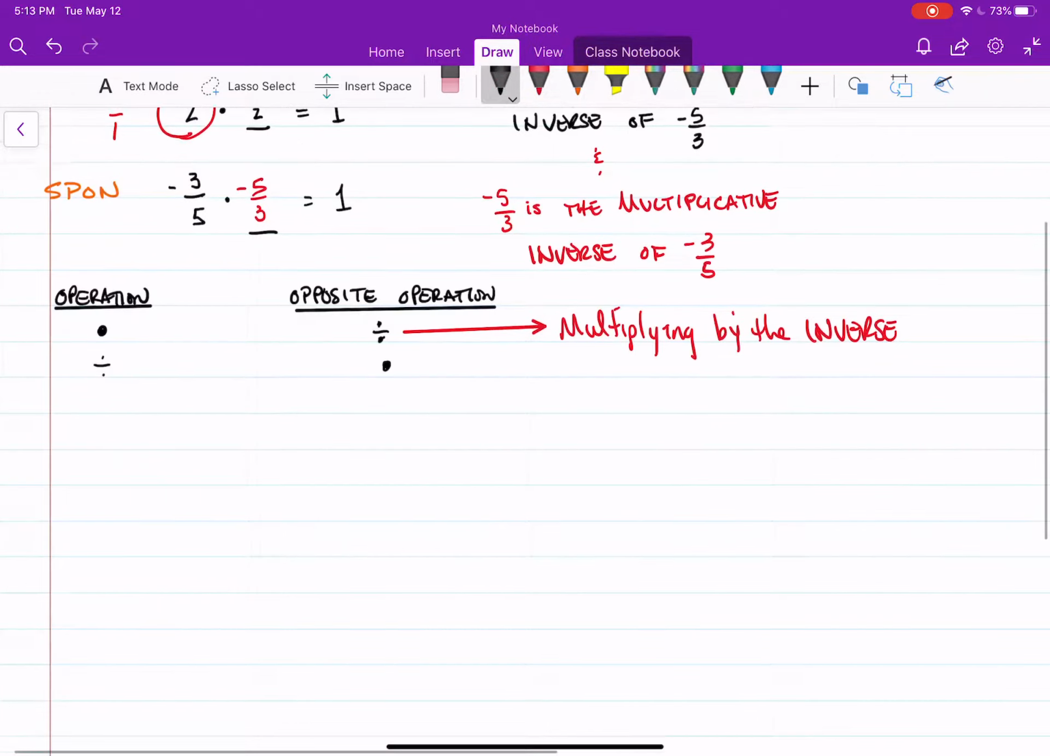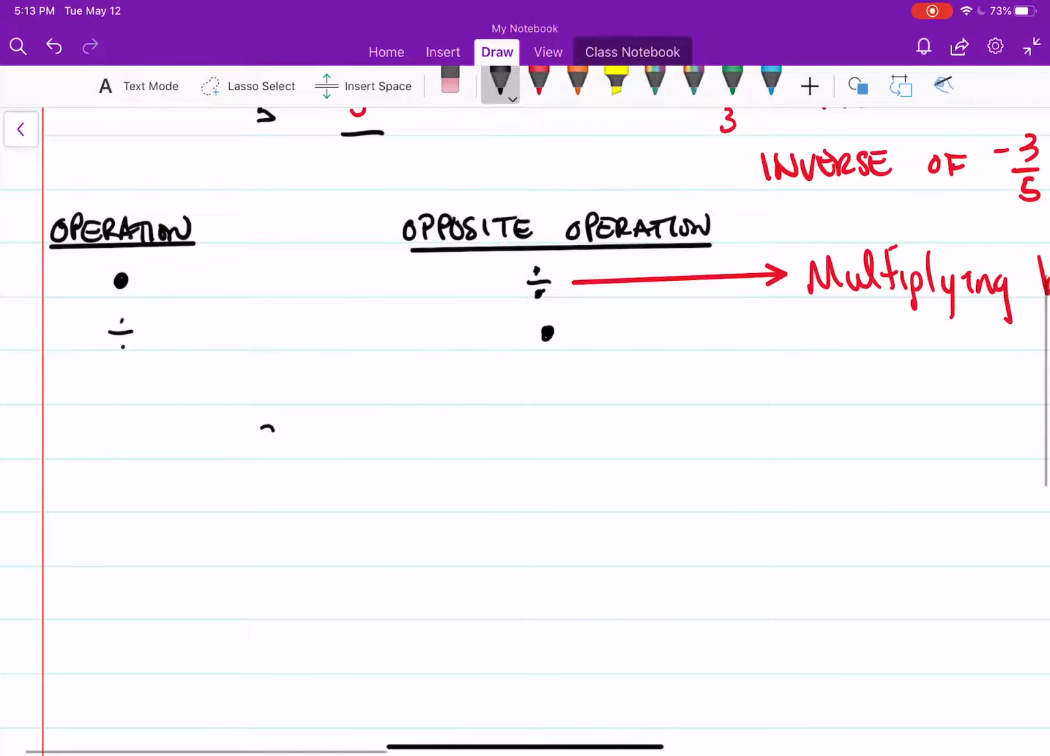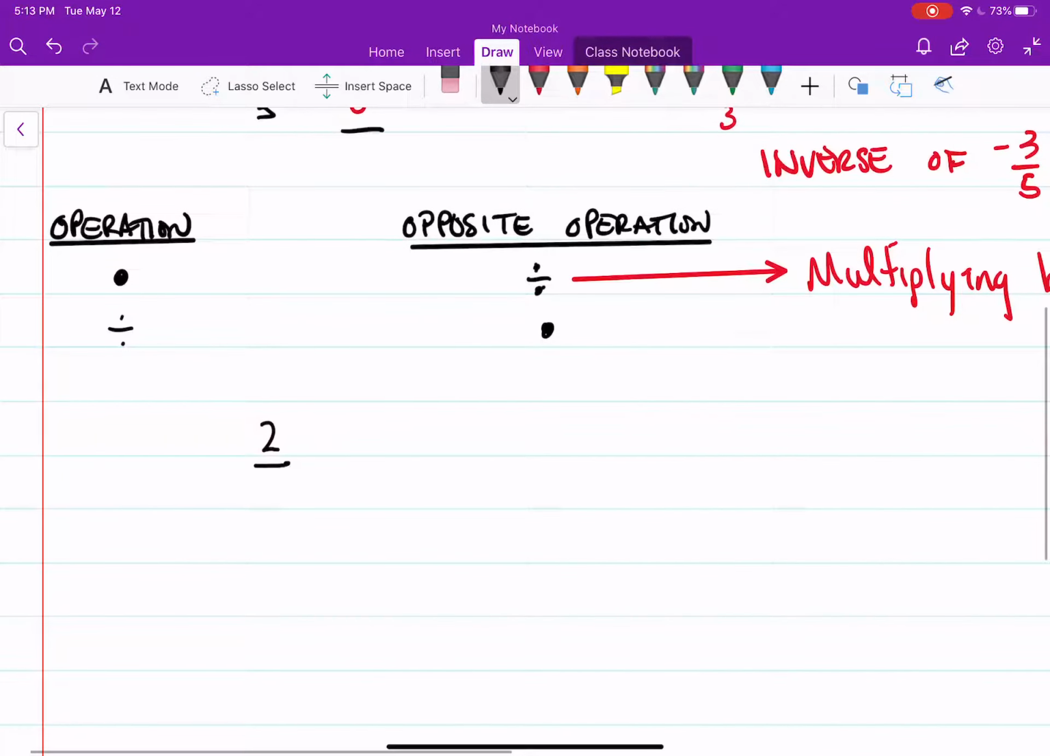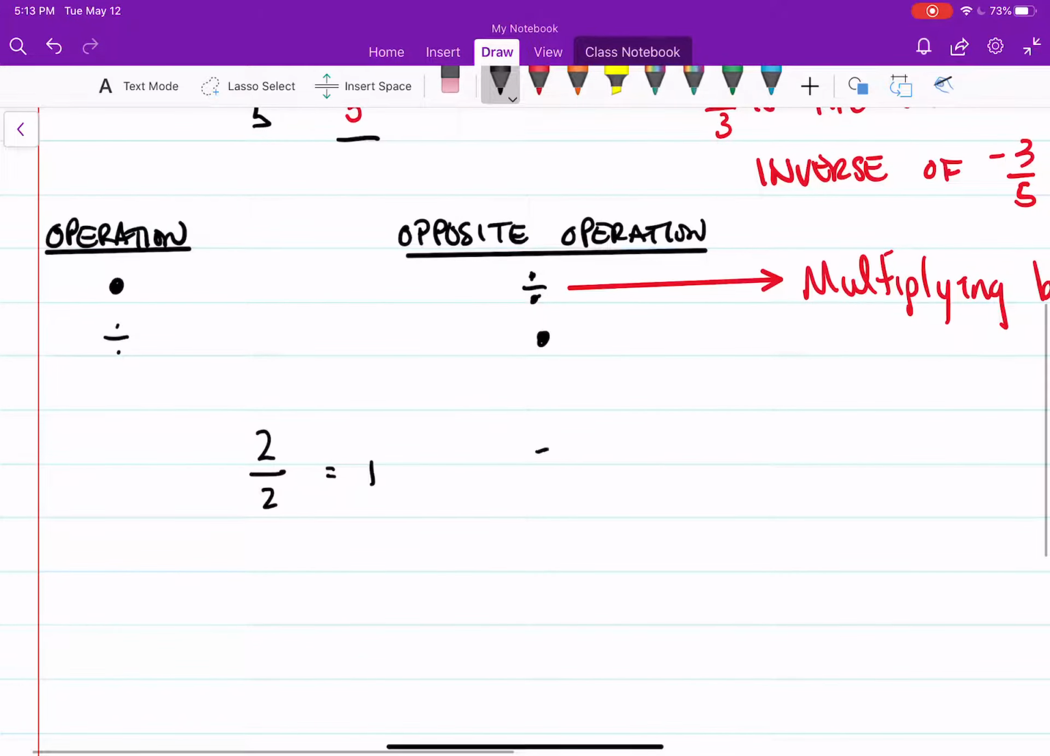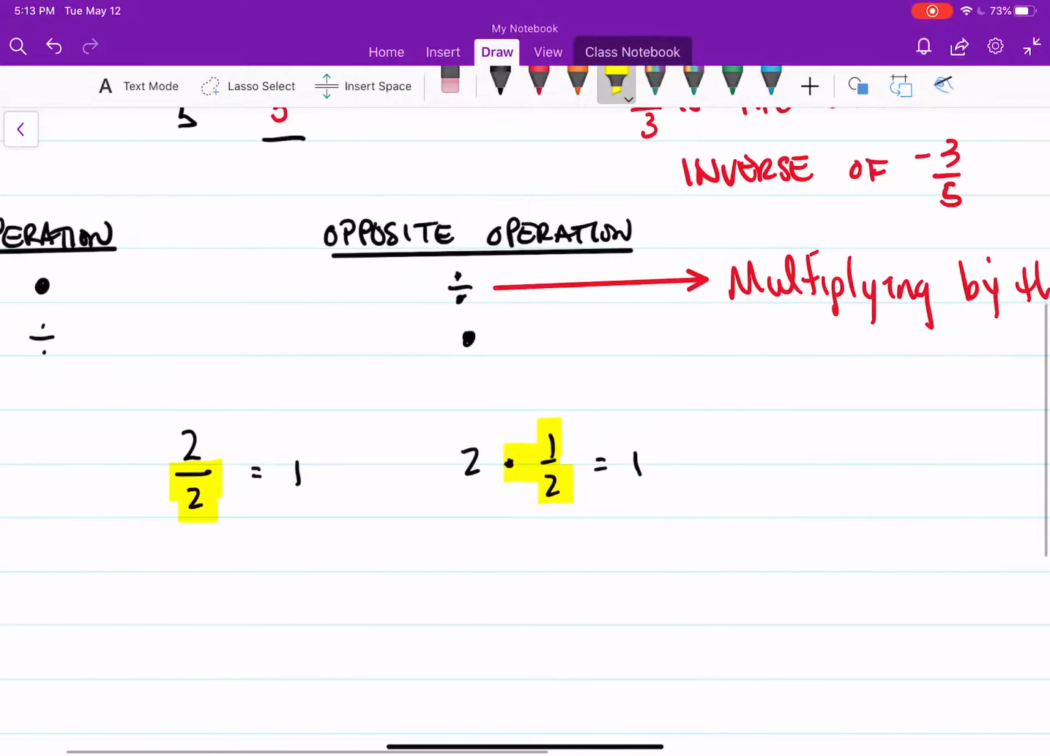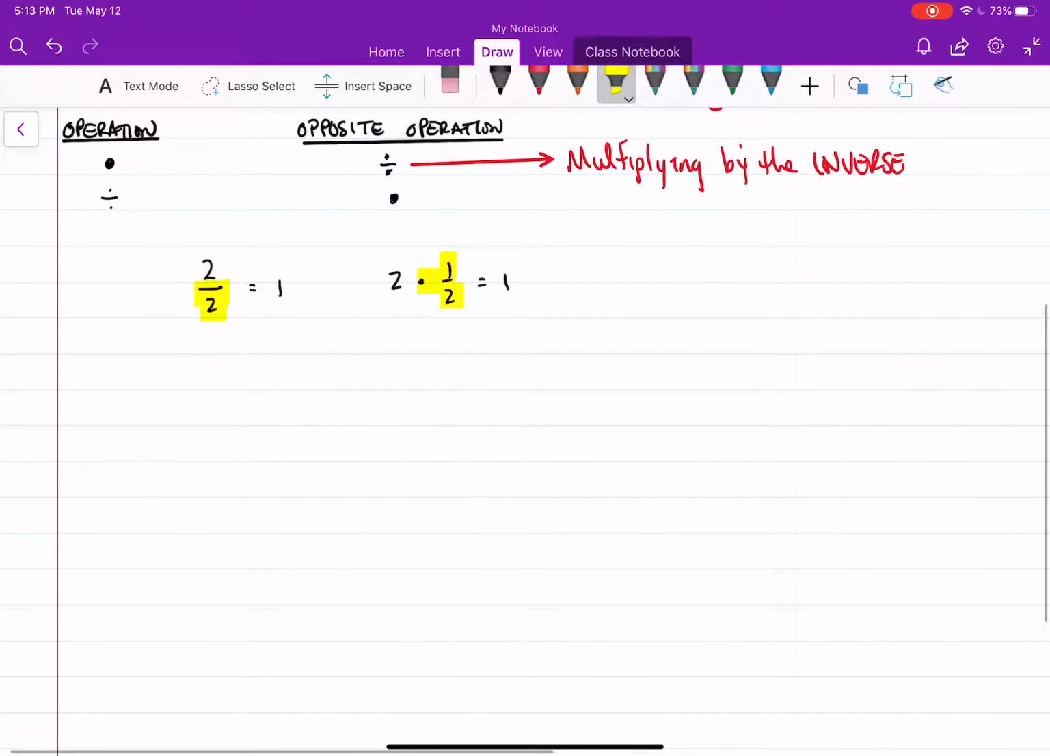Okay, so let's take a look. So if I took 2, and if I was to divide 2 by 2, I get 1. If I take 2 and multiply by the inverse of 2, which is 1/2, I'll also get 1. So dividing by 2 is the same thing as multiplying by 1/2. Means the same exact thing, okay? All right, so let's leave that.